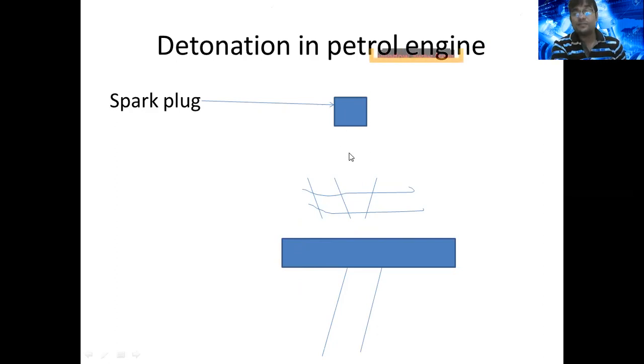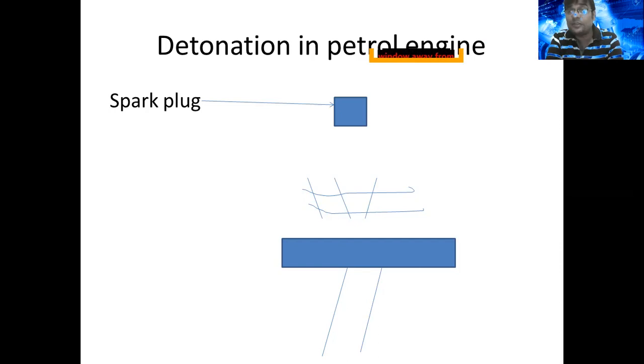The spark plug gives a spark, and opposite the spark plug, another flame comes. Please try to understand. How does combustion look in a petrol engine? It is like a regular flame front. One flame comes like this, starting from the spark plug. Opposite the spark plug, another flame of the same intensity comes, and both flames mix and produce very high pressure and temperature that damage the piston. This is known as detonation in a petrol engine.